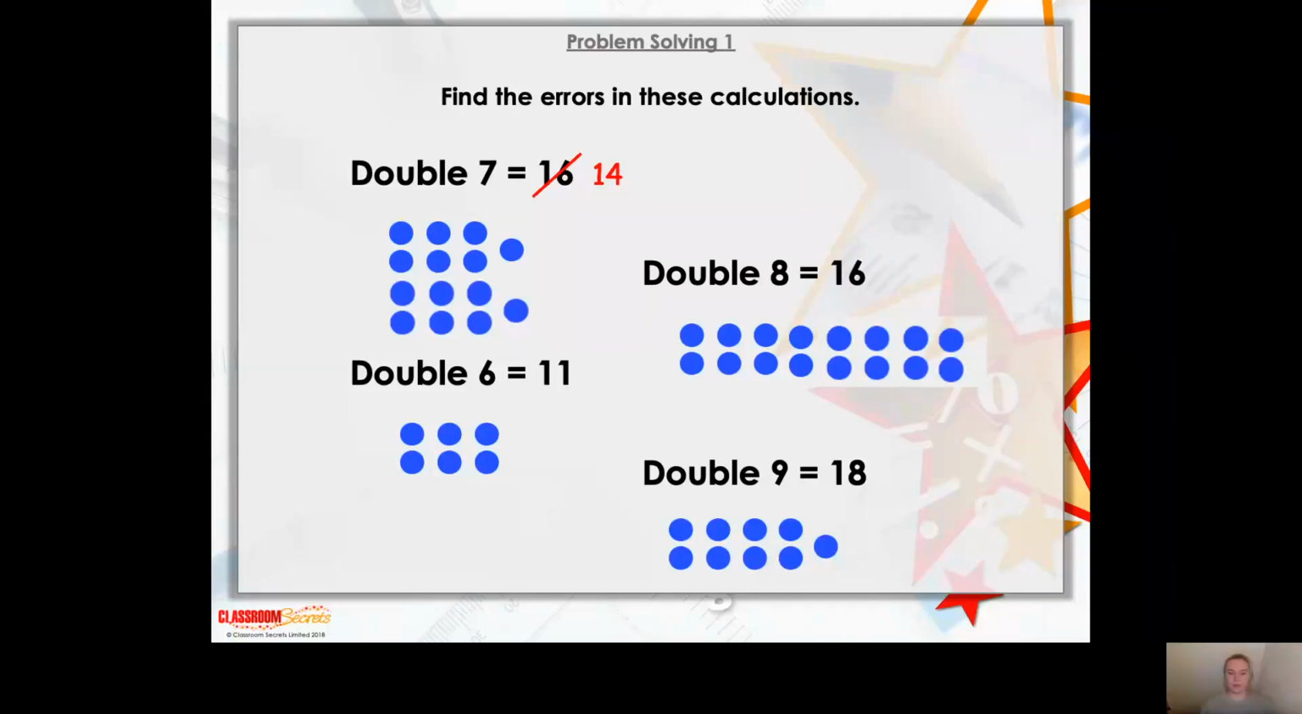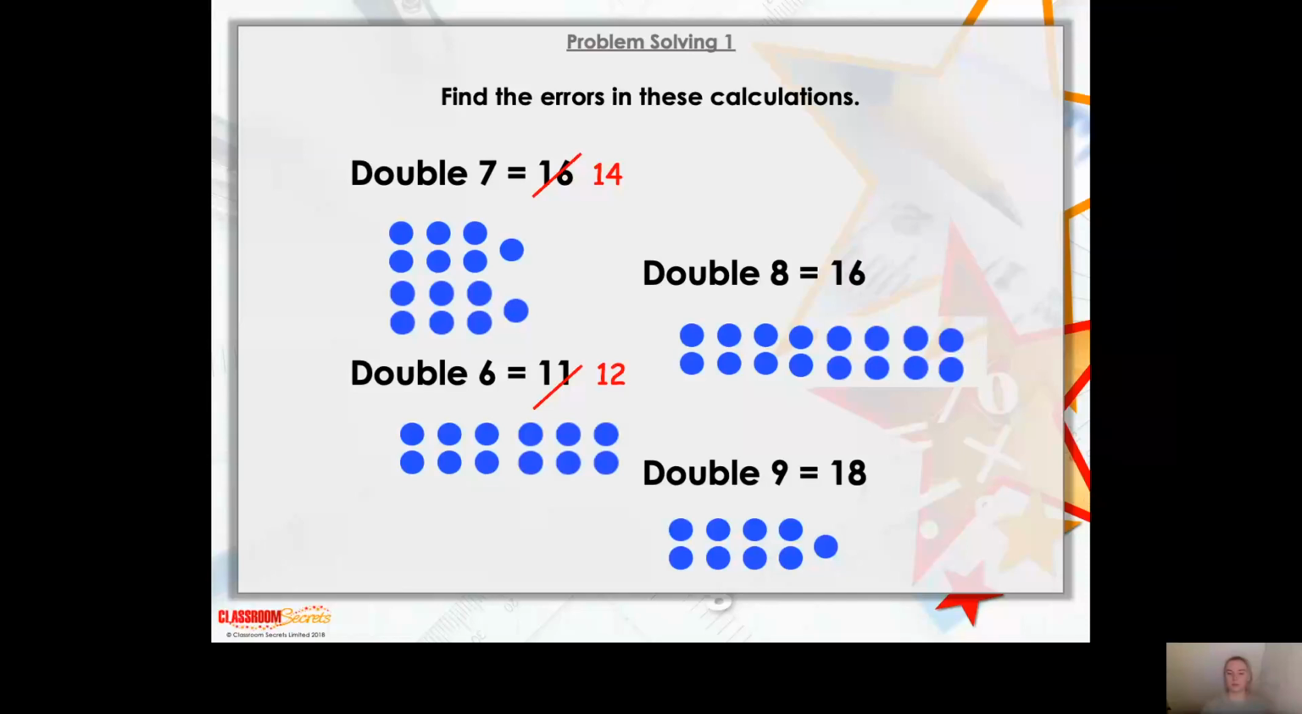Now, next one, we have double 6. So let me double the groups. So we have 6 plus 6, or double 6. And how many do we have in total? We don't have 11, do we? So we can cross that out. How many do we have? Yes, that's right, we have 12. Well done. So double 6 equals 12. 6 plus 6 equals 12.